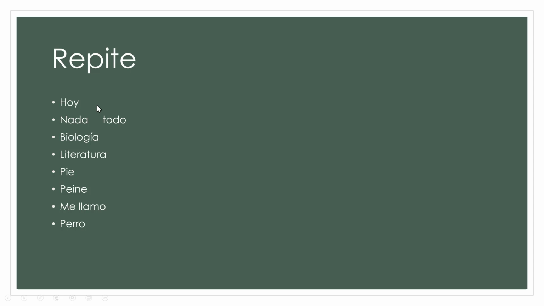Go ahead and read this word. Now I want to tell you what you should have said. Hoy. How about this next one? Nada. Let's go on to the next one. Todo. Nothing and everything. Remember to pronounce the D. This one has a lot of vowels. Make sure you pronounce each one.